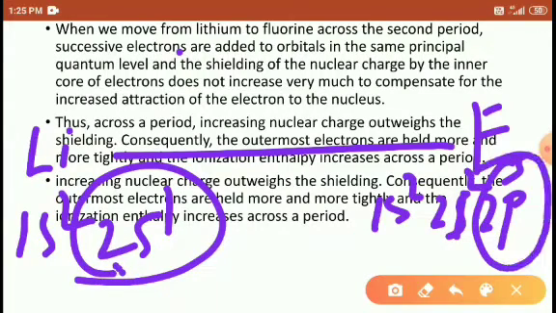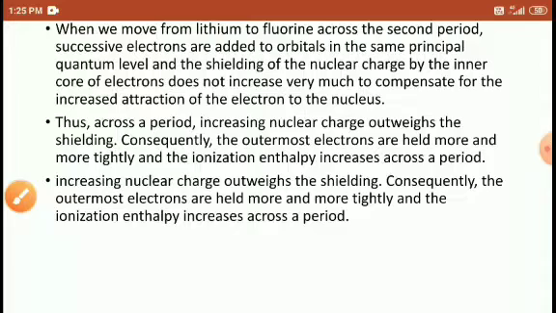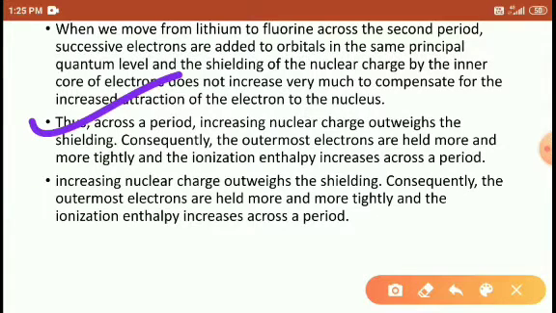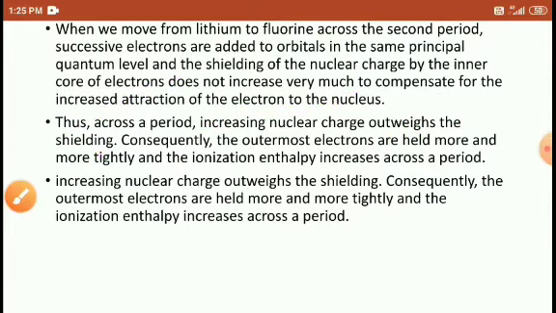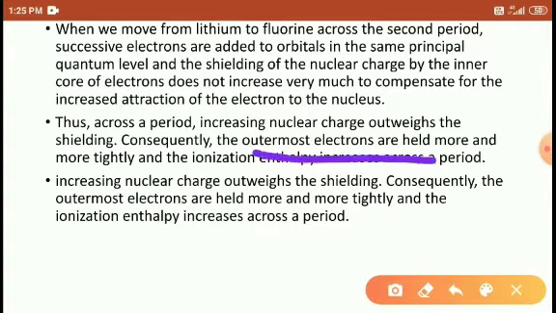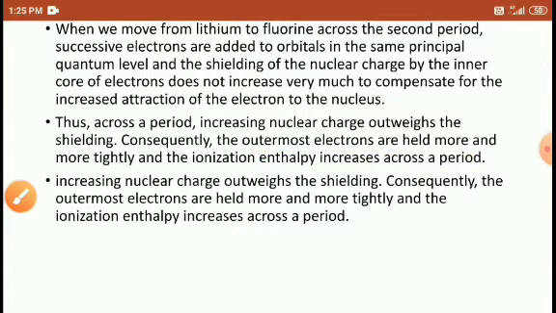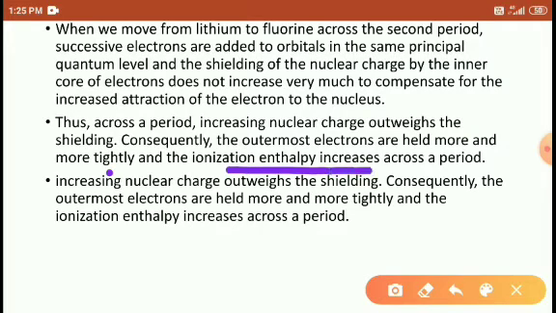Here also the electrons are in the same second energy level. So the electrons are shifted in the same energy level, but the protons increase. That is why the nuclear charge is high here, high as compared to the shielding effect. Thus, across the period, the nuclear charge outweighs, meaning it is greater than the shielding effect, and the outermost electrons are held more tightly to the nucleus. So ionization enthalpy increases across the period.